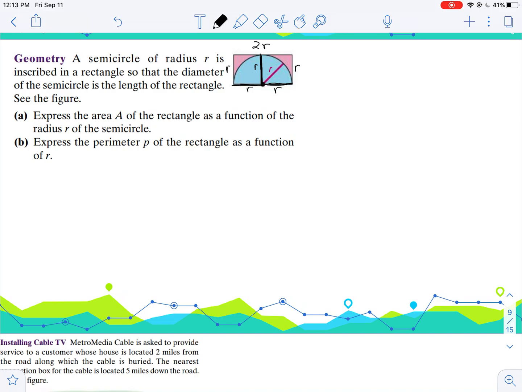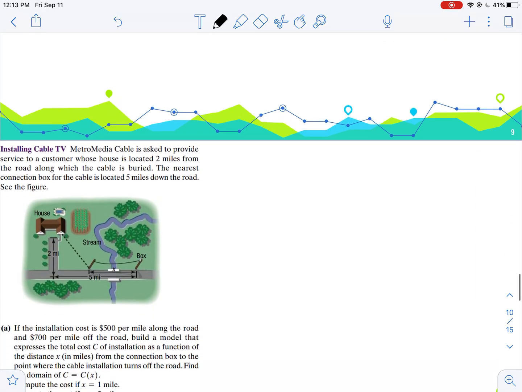Express the area of the rectangle as a function of the radius. Well, area is base times height. So it's going to be 2r times r, which is 2r squared. And then express the perimeter. Well, perimeter is when you add up all the sides. So r plus 2r plus r plus 2r is going to give me 6r. That one was nicer.